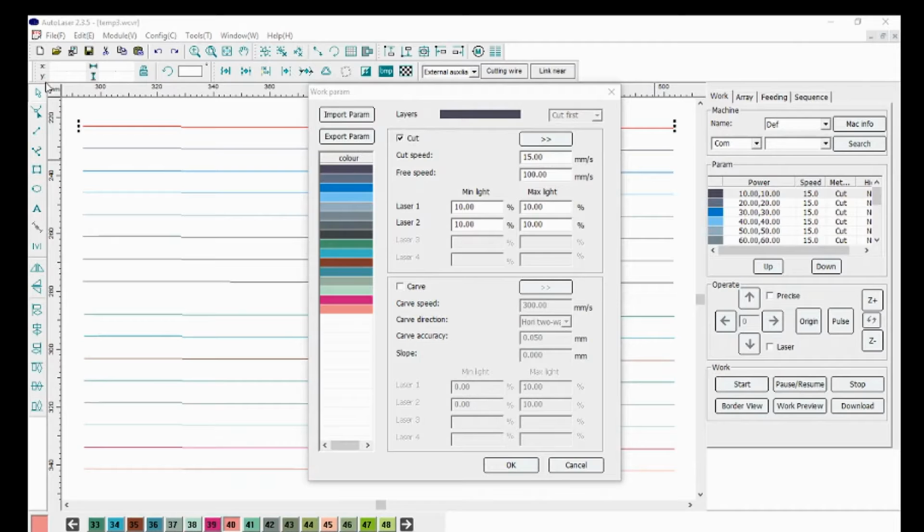So I've got my lines drawn up, starting at the top. I've got 15 millimeters per second, 10% power, going up in increments of 10% until we get to 80% at 15 millimeters per second. Then we're going to 25 millimeters per second, starting at 10% power, going all the way up again in increments of 10, up to 80% power. So that's the order of our cuts.